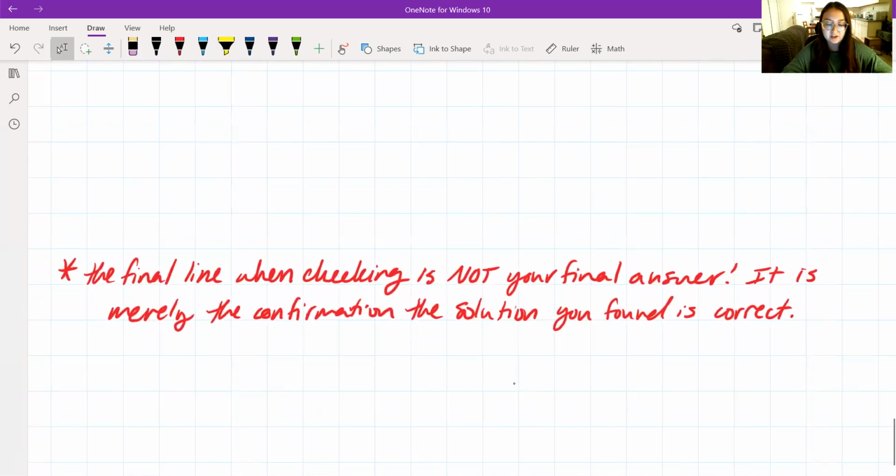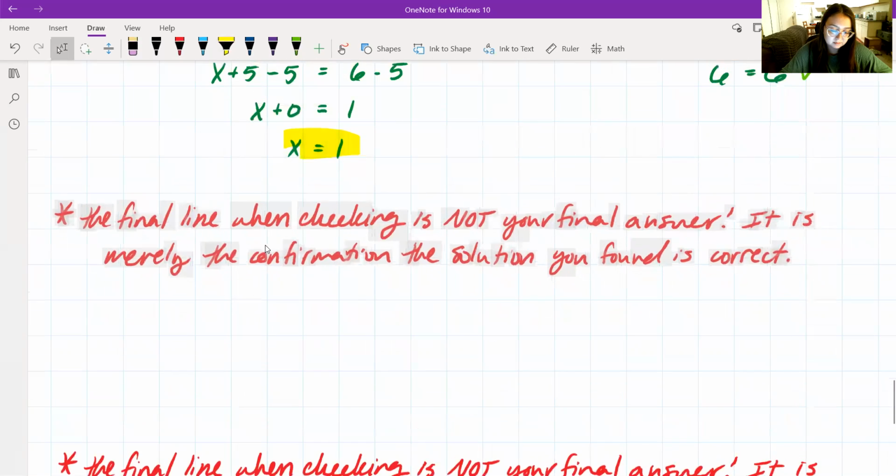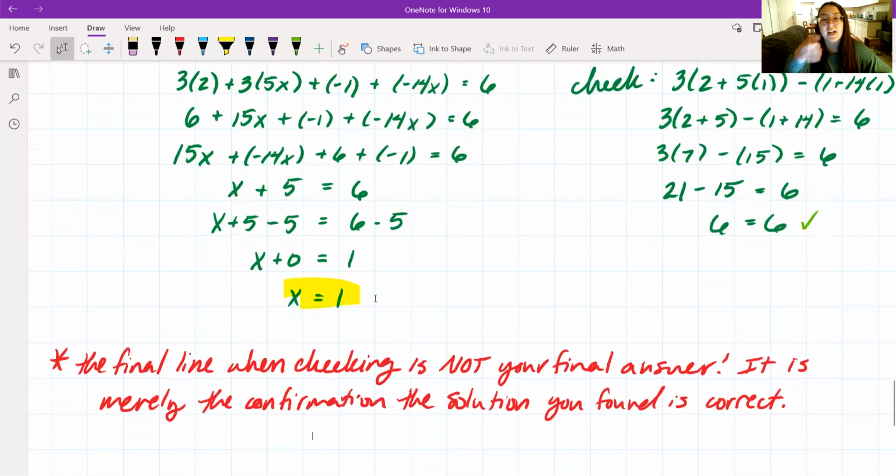Just as a final caution, the final line when checking is not your final answer. It's merely the confirmation that the solution you found is correct. So dragging this caution up here a little bit closer to our problem, this 6 equals 6 is not our final answer. Our solution was x equals 1. When we do our check, we're confirming that x equals 1 is a solution. Our final answer is not whatever it was equal to. The final answer in this case is not 6, it is x equals 1.